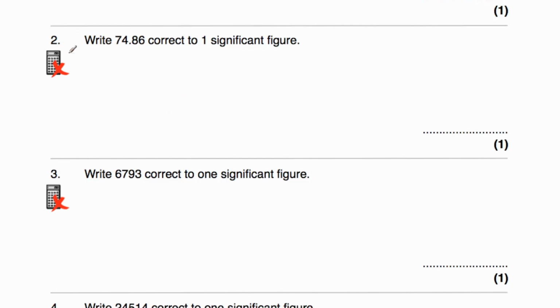Okay, let's have a look at question number 2. Question number 2 says, round 74.86 to one significant figure. That means that we want one digit followed by zeros. And because we've got 74.86, our choices are either going to be 70 or 80. Because 74.86 is closer to 70 than it is to 80, our answer would be 70.